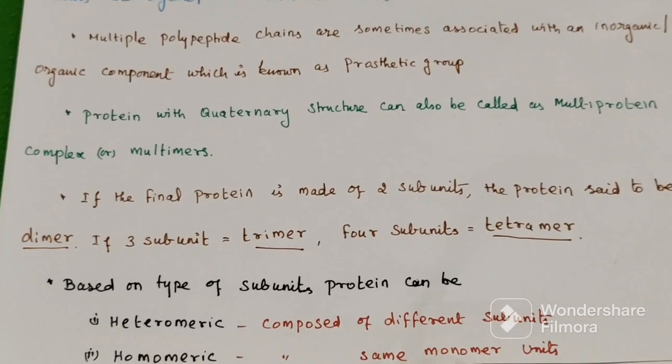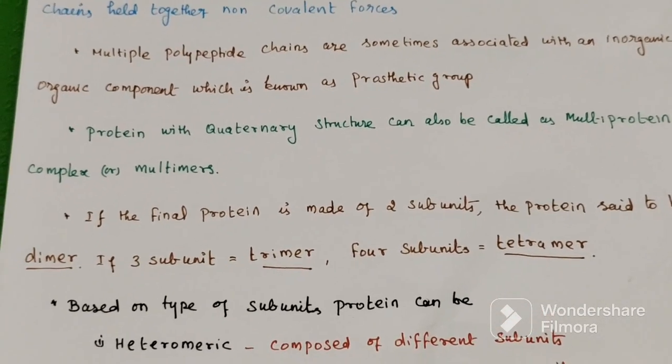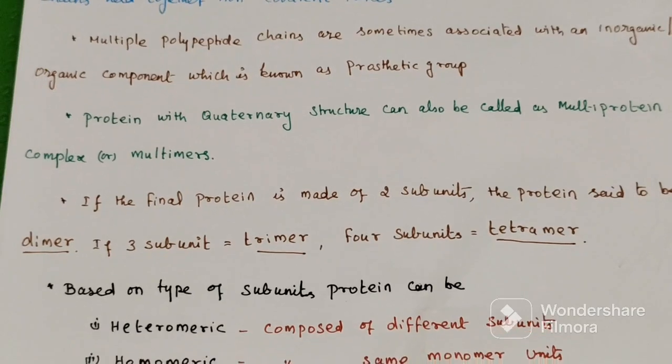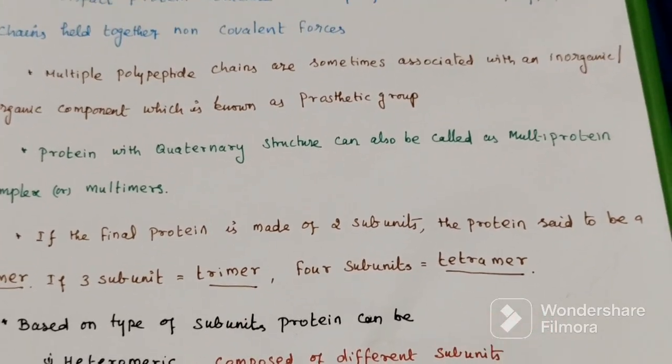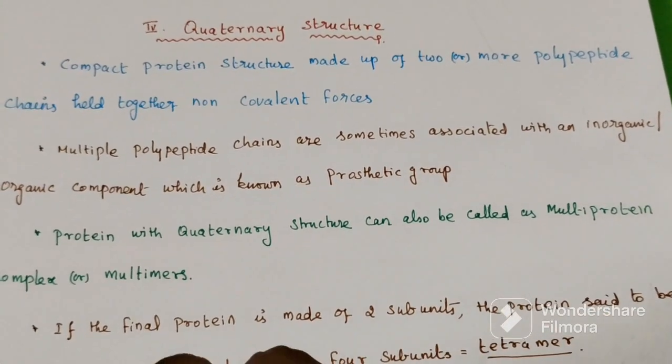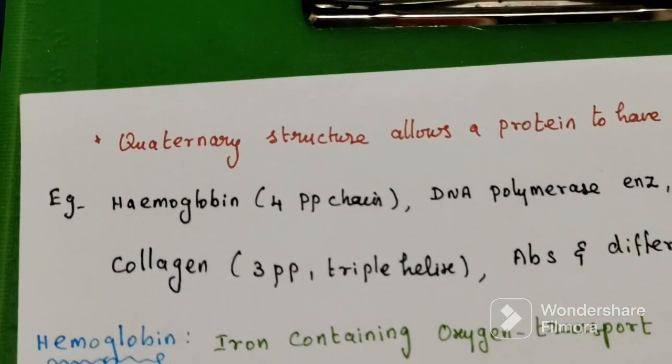If two subunits are present, that means dimer. 3 subunits means trimer. 4 subunits means tetramer. Based on the protein subunits, they have different names.